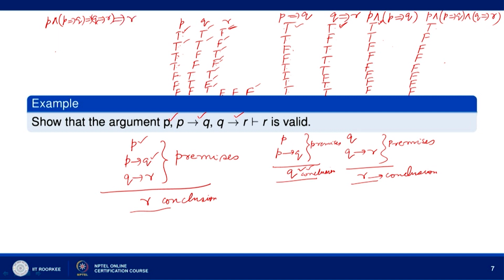Implies R. Okay. So, this column we have to consider and this column we have to consider. So, T T gives T, okay. F F gives T, then F T gives T, okay. Then F F gives T, then we have F here, F here, F here and T here, so again T. Then we have F here and T here, so again T. And then we have F here and here also F. So, we have T here.